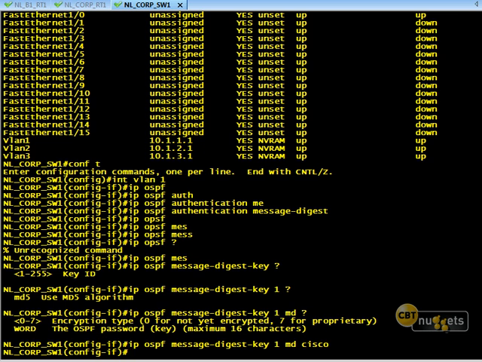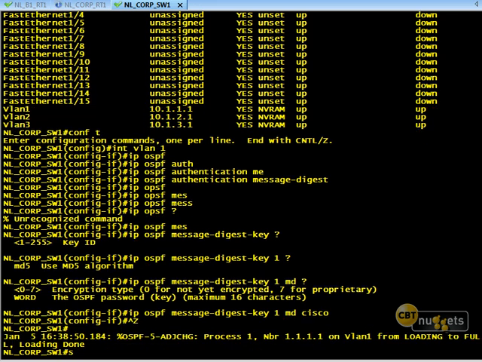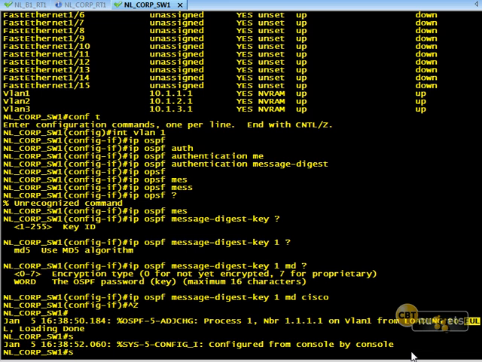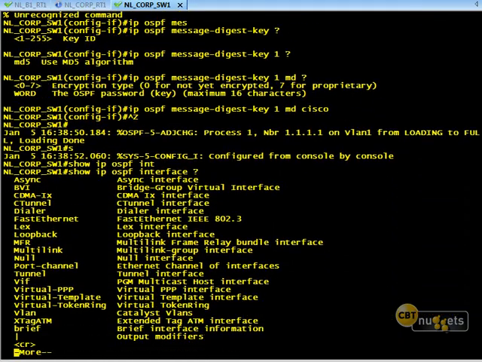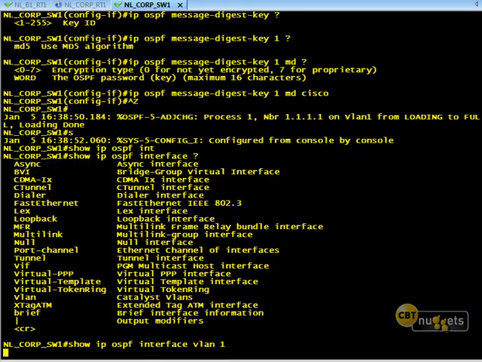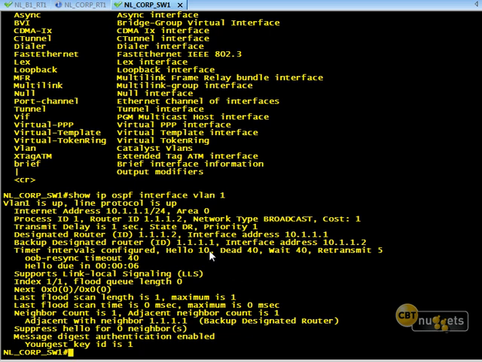Hold my breath. Well, there we go. I didn't have to hold it for long. We can see the neighbor has now gone from loading to full. The reason it took a little bit is because, remember, show IP OSPF interface. Let's just look at VLAN 1. This guy's only saying hello once every 10 seconds. So we enabled OSPF authentication, but we had to wait for a 10-second timer to occur. Dead timer is set to 40 seconds.